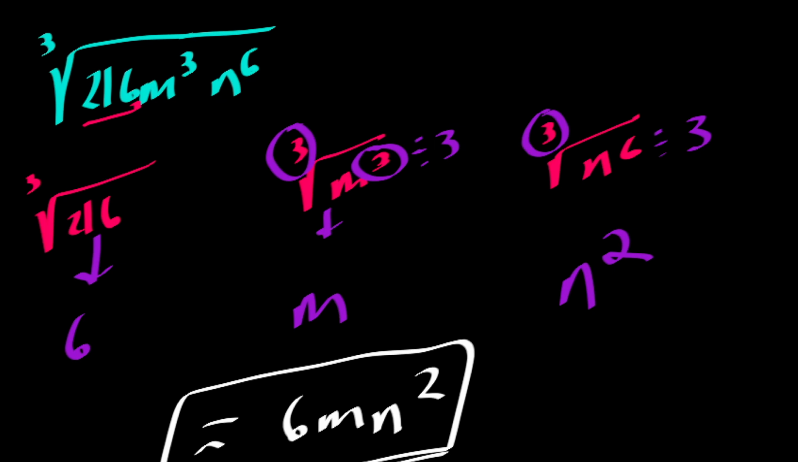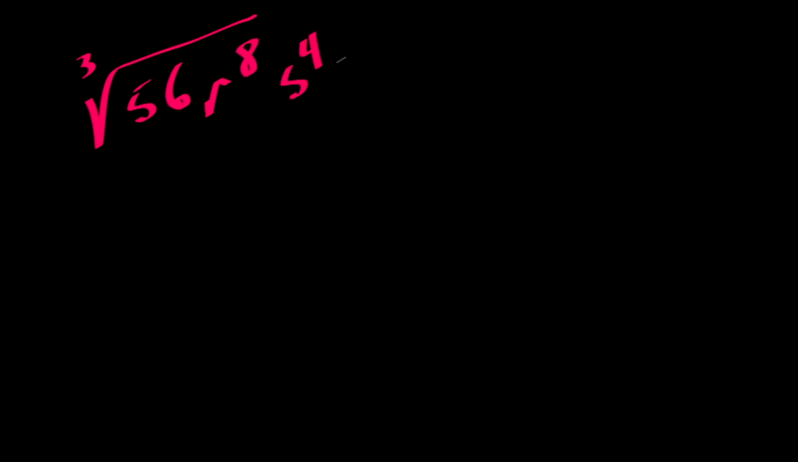I'll do another one because that one was a little bit easier. So now let's do one more. Let's look at the cube root of 56 r to the 8th and s to the 4th.